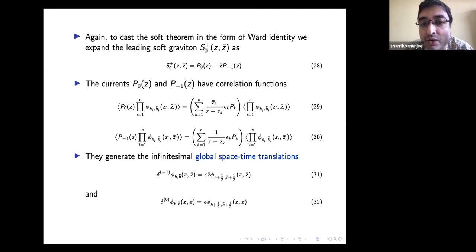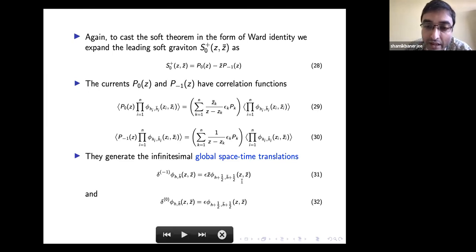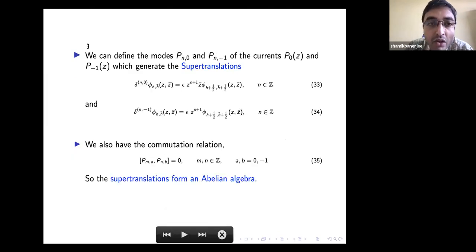And that's why it is good to think in terms of analytically continued fields or amplitudes. Okay, so this is all here. So now we can just define the modes of these P0 and P minus 1, and they give rise to these super translations. Okay, and they form an abelian algebra of this form.